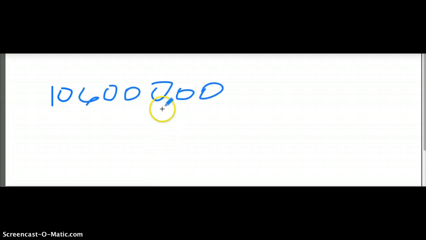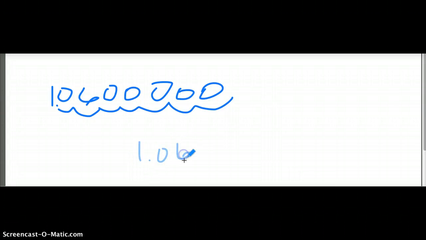because 10.6 million is the same as this here. And so if we start from the 1 here, we go over 1, 2, 3, 4, 5, 6, 7. So that's 1.06 times 10 to the 7th.